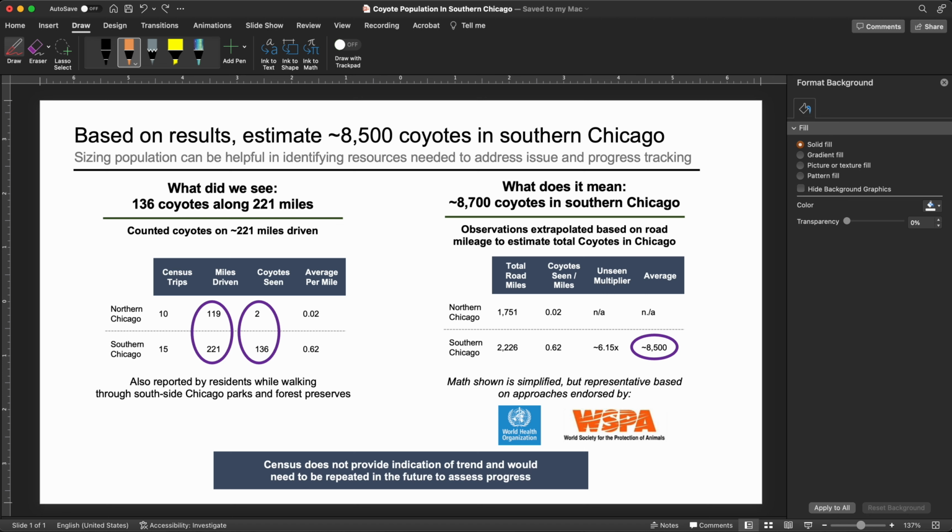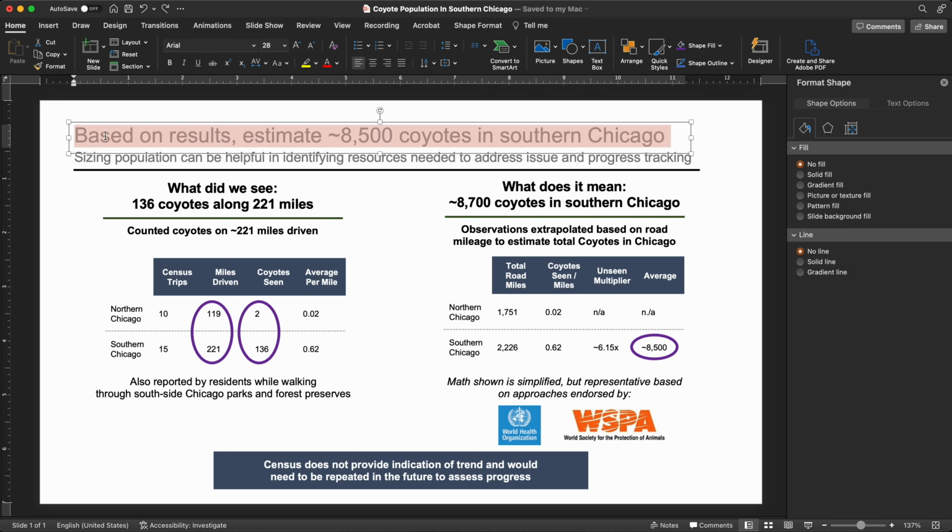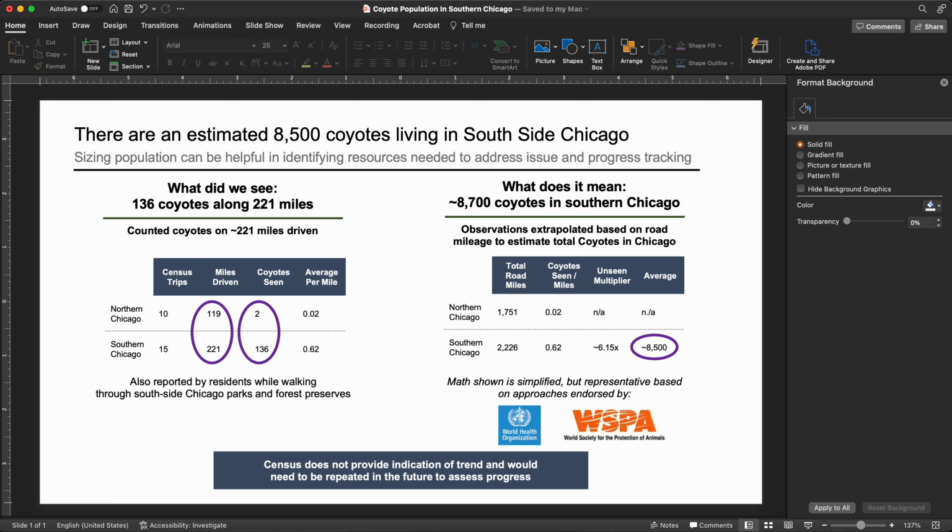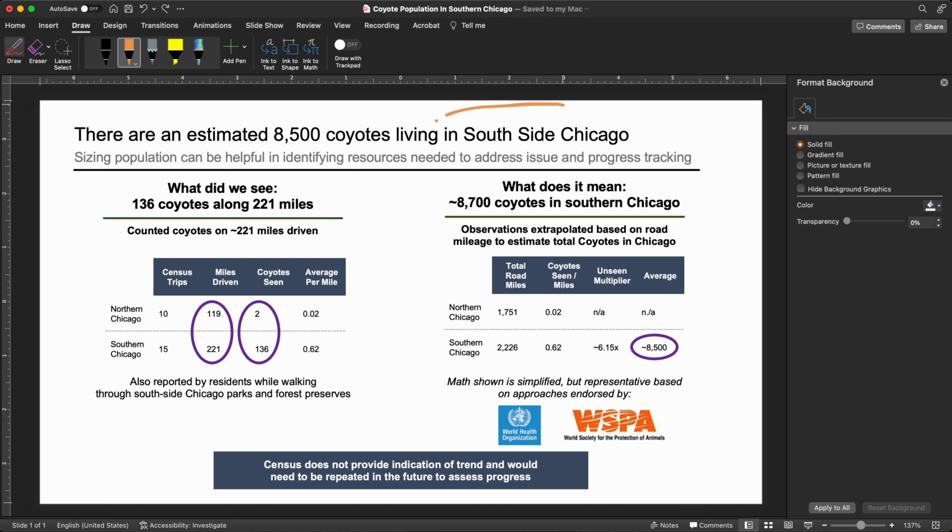Focusing in on some of the specific areas of content, I want to start by looking at the title. "Based on results, estimate approximately 8,500 coyotes in southern Chicago." I find this title a little clunky to say out loud, and I think we can make it slightly more conversational while also making it easier to understand. I'm going to go ahead and change this. "There are an estimated 8,500 coyotes living in South Side Chicago." I think this new title is both easier to say and read. I also changed Southern Chicago to South Side Chicago to better reflect the way Chicagoans speak about their own geography.